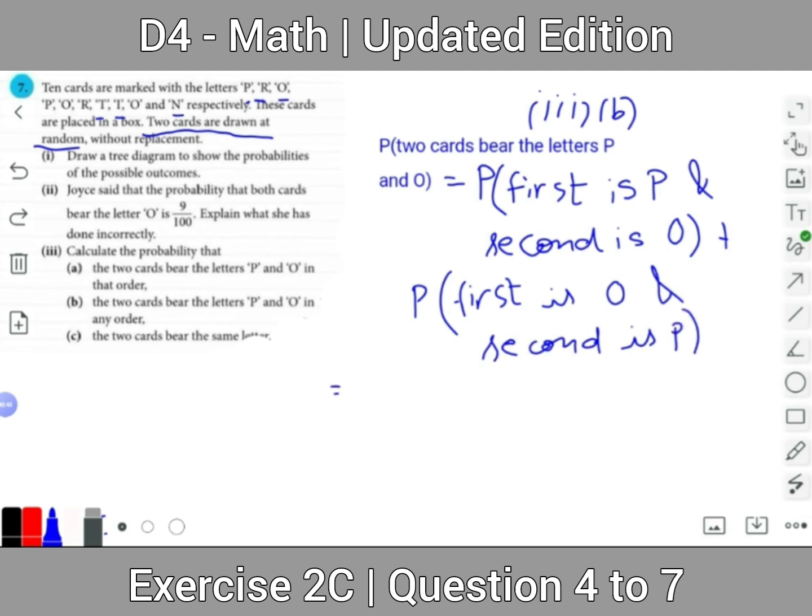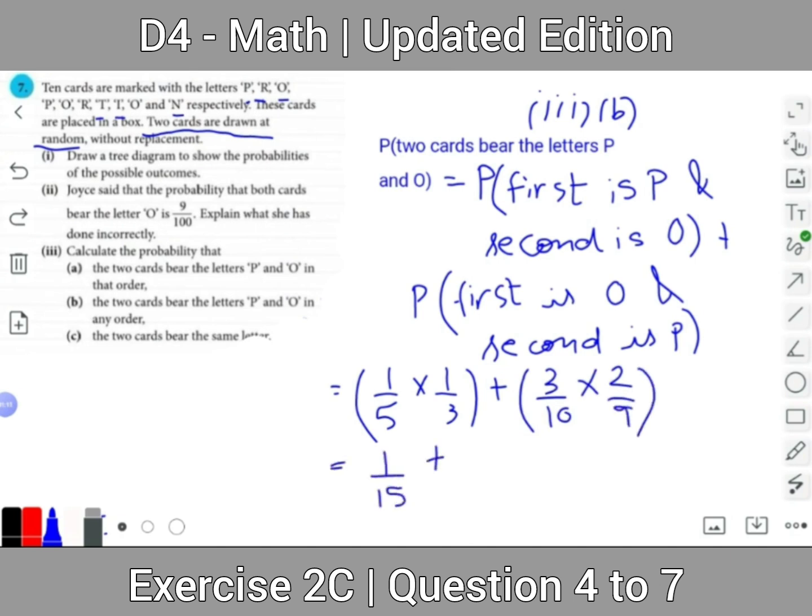Since the first letter is P and the second letter is O, we have 1 over 5 multiplied by 1 over 3, plus the probability that the first is O and the second is P, we have 3 over 10 multiplied by 2 over 9. Now we have 1 over 15 plus 6 over 90. Simplified, it will be equal to again 1 over 15. So 1 over 15 plus 1 over 15 will be equal to 2 over 15. So the probability that the two cards bear the letters P and O is equal to 2 over 15.